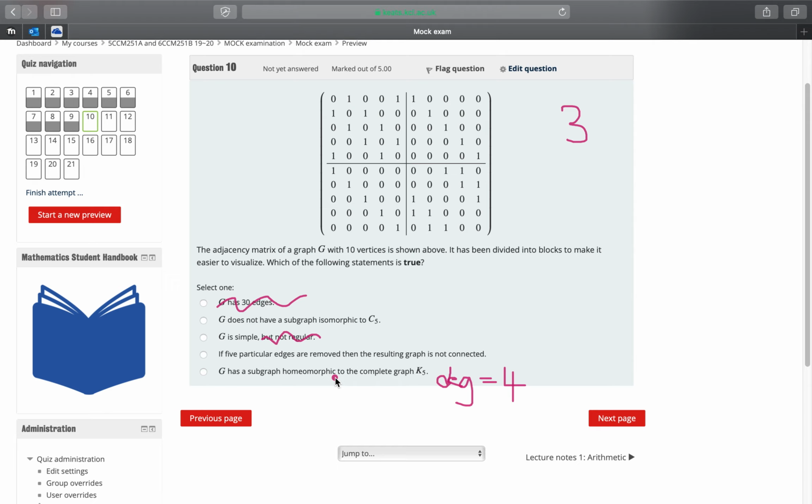Homeomorphic just means you can add or subtract, well, in this case, add vertices of degree 2, but that doesn't affect the fact that you'll be left with ones of degree 4. So this is false.